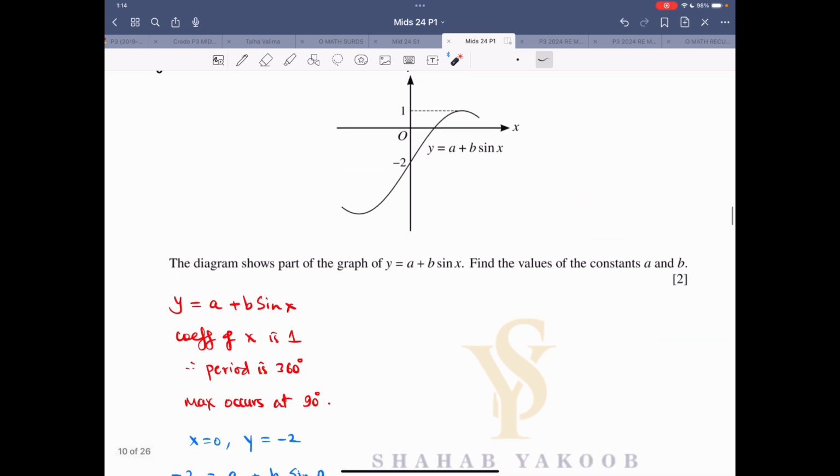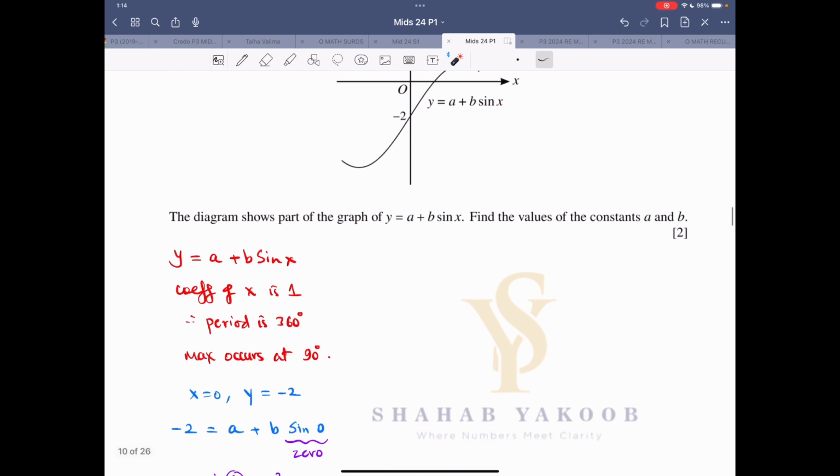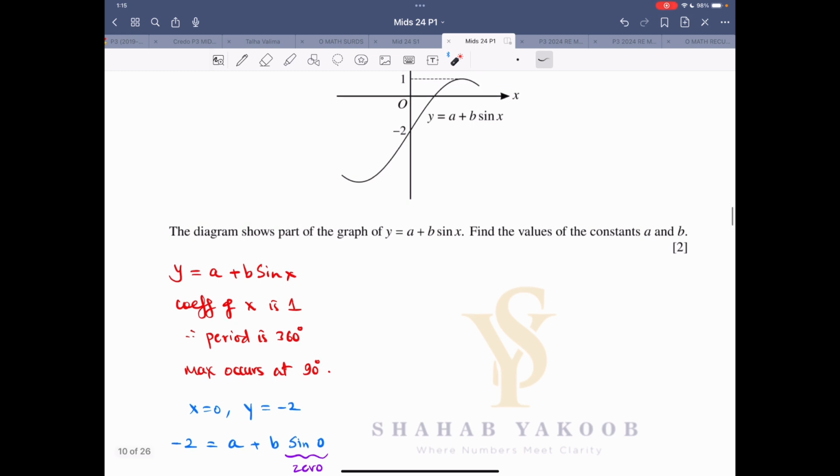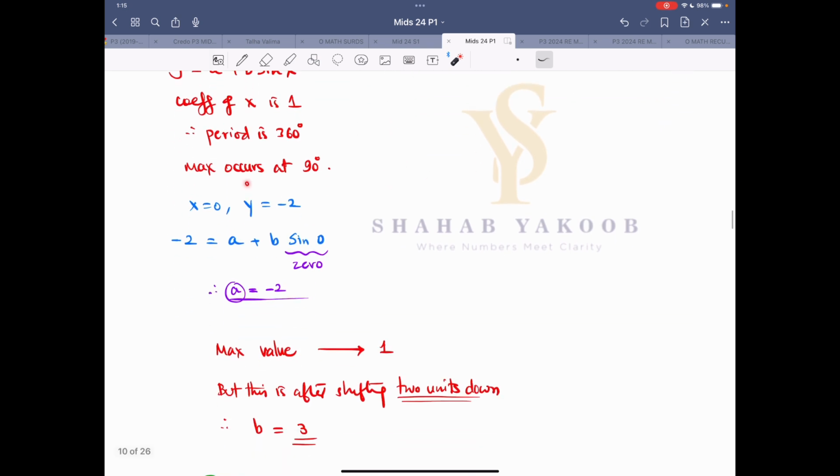Now, y is equal to a plus b sine x. Sine x has 1 cycle in 360 degrees. Coefficient of x is 1. Period is 360 degrees. Maximum occurs at 90 because that is the original graph. Now, this A is moving the graph up or down. This B is called the amplitude. Now, what I've done is that the maximum occurs at 90.